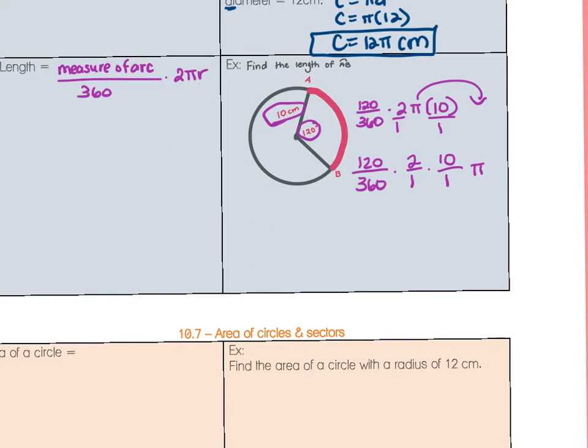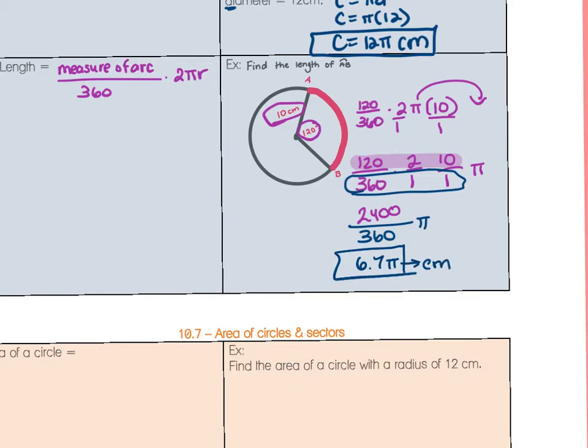You can take and multiply out all your numerators. So 120 times 2 times 10, and that's 2400. And then take and multiply out all your denominators, which there's only one, right? 360 times 1 times 1 is just 360, times pi. And then do 2400 divided by 360. And it's 6.67, so I'm going to round it to 6.7 pi. Pi is still part of your answer, and the unit actually is still centimeters, not squared, because it's not area yet.